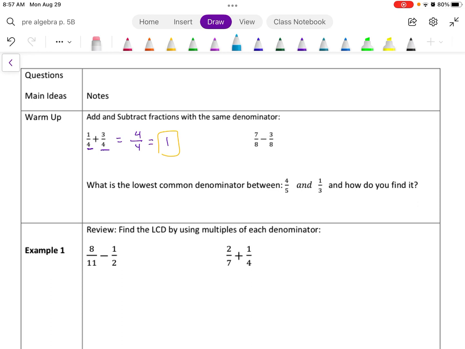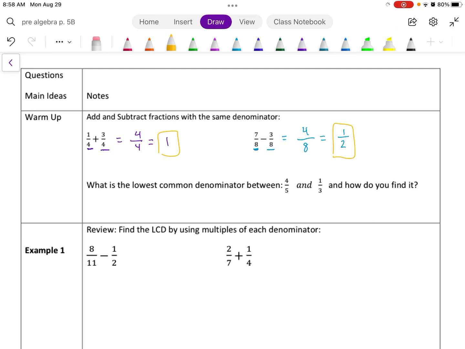7/8 minus 3/8. Well, again, they have the same whole, which means they have that in common. So we can combine them. We just need to think about what's 7 minus 3. Well, 7 minus 3 would be 4/8. And 4/8 can be simplified to 1/2, because 4 goes into 4 once and 4 goes into 8 twice.